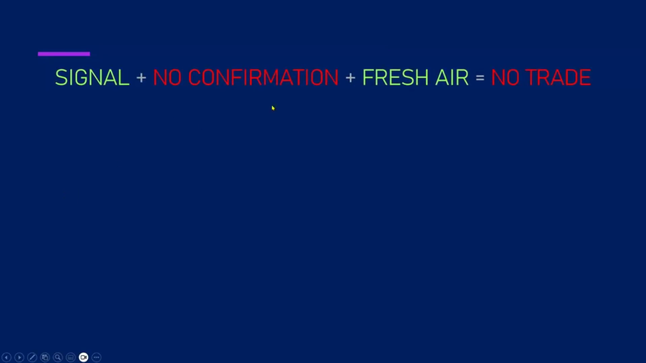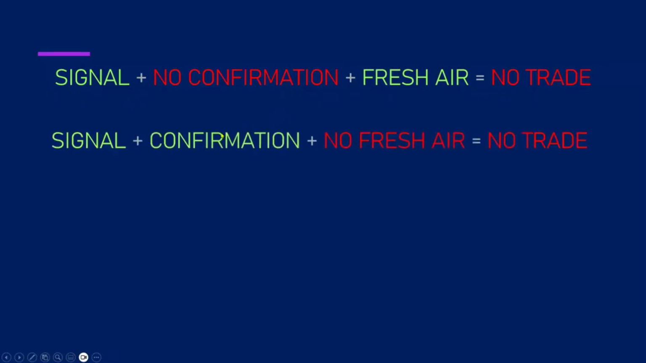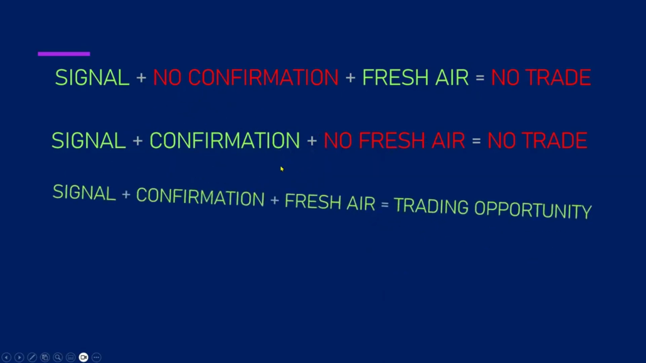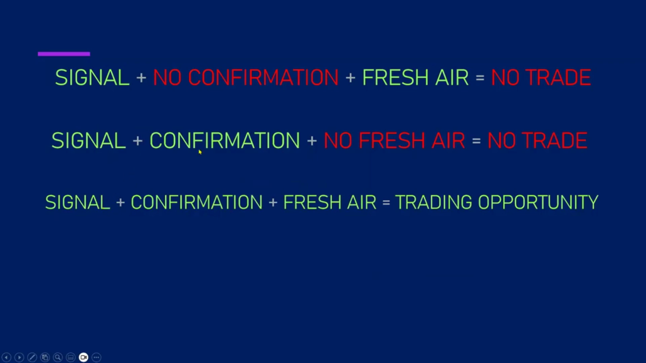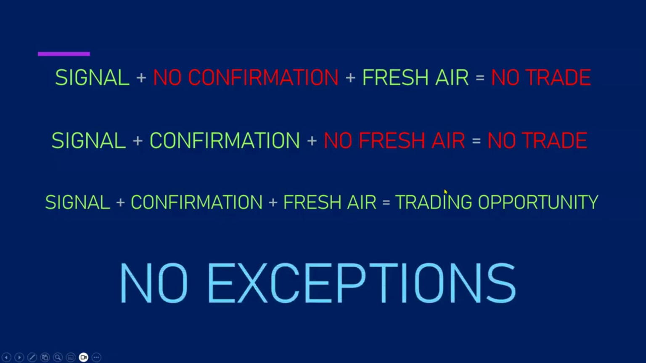Signal plus no confirmation plus fresh air equals no trade. It's as simple as that. I am an algorithm. My trading brain is an algorithm. I need the rules. Signal plus confirmation plus no fresh air equals no trade. It's zero trading opportunities. When I get a signal and I've got confirmation and I've got fresh air, I have a trading opportunity. That's when I go. There are no exceptions, okay?